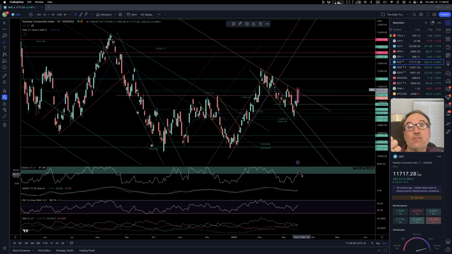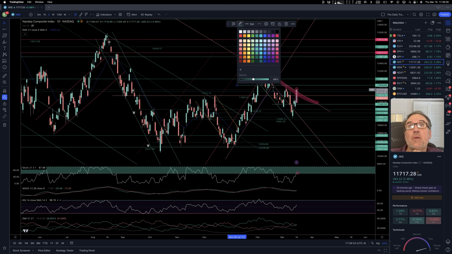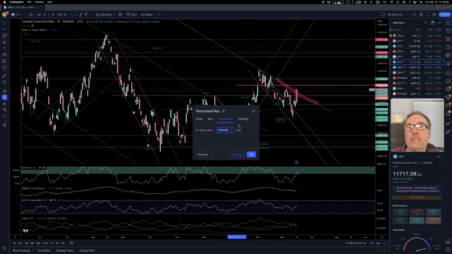So we have stochastic over 60. We have a break of a downward resistance right here. We just need to find a horizontal resistance that we could get stuck under. And once we get that one too, then we have our buy signal. So I would put that resistance right here. Let me put this a little bit thicker right here. This is what I would use as a horizontal resistance at 11,834.